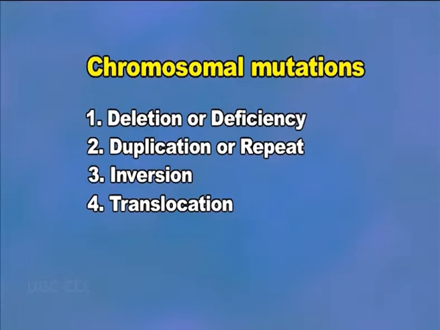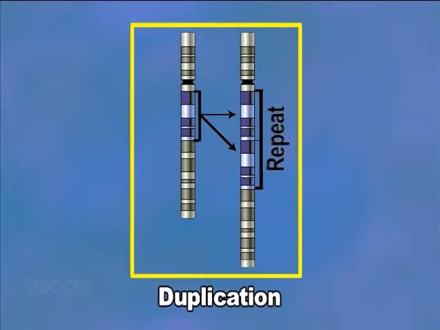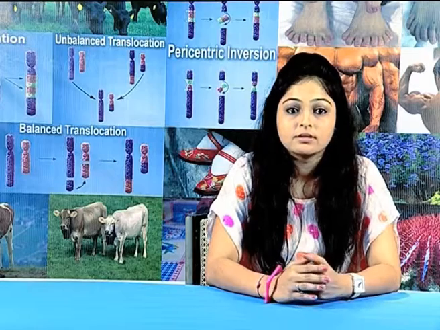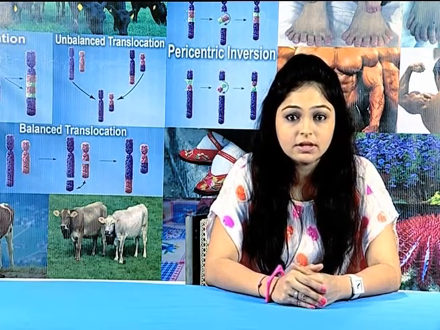Number 2, duplication or repeat. If a particular block of genes is represented more than once in a chromosome, it is known as a repeat, and the phenomenon of repeat is called duplication. The repeated section might have come from another chromosome which suffered a deletion.